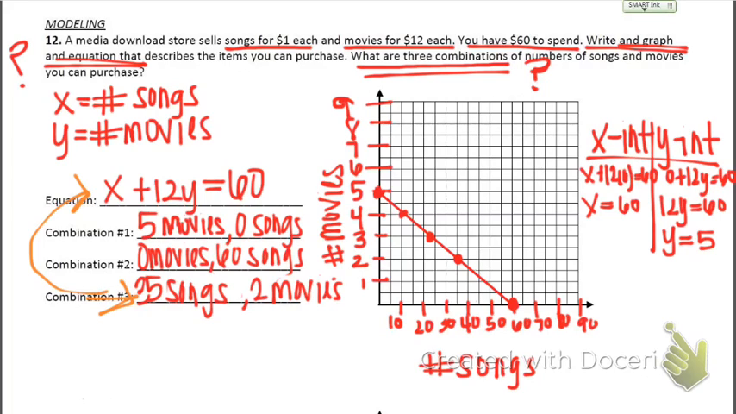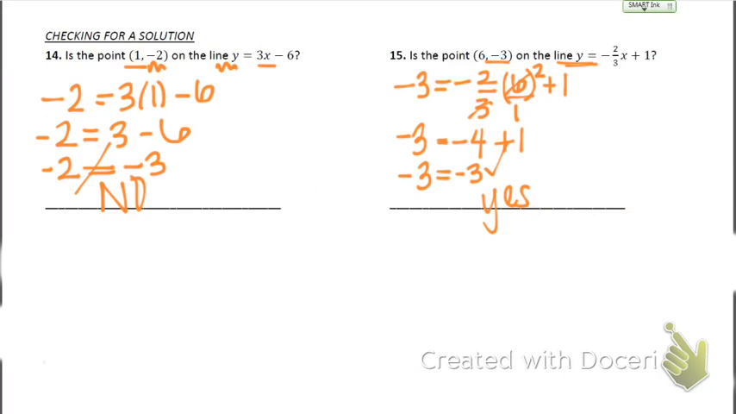There is a part where I ask you what is a possible combination of songs and movies, let's say. That's not the situation, but songs and movies that could be a solution. So you want to make sure that you use the graph, but you also plug it in, because graphing is probably the least reliable way of checking answers, because there's a little bit of room for error if you draw your line a little bit wrong, okay? But that's standard form. So you can always check by plugging everything back in.